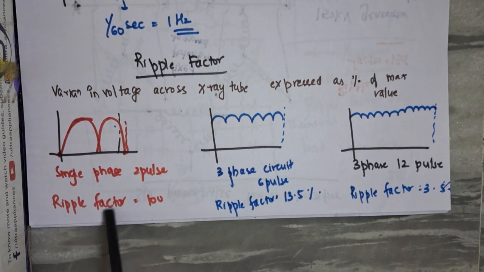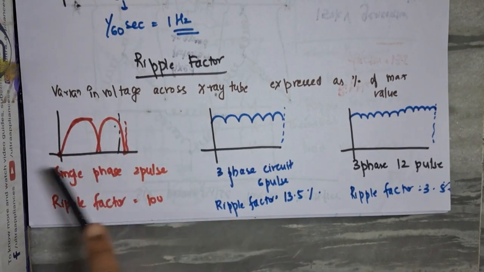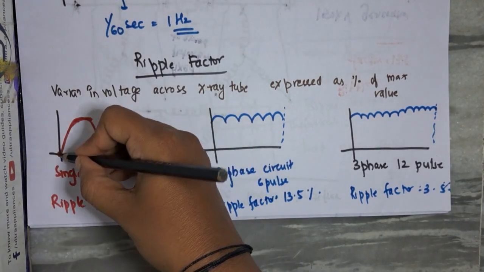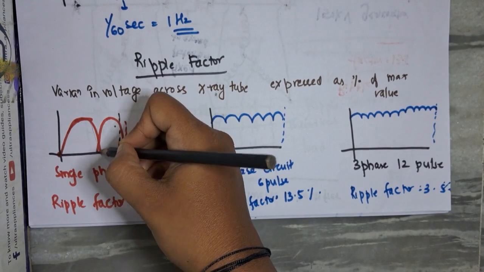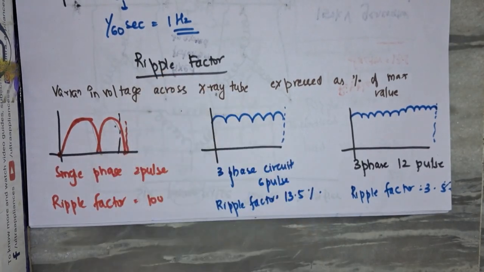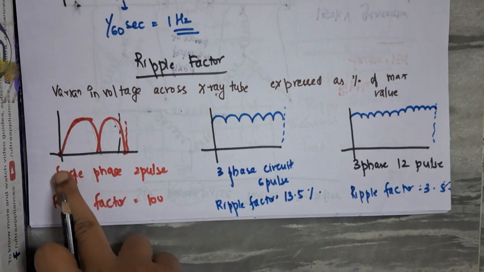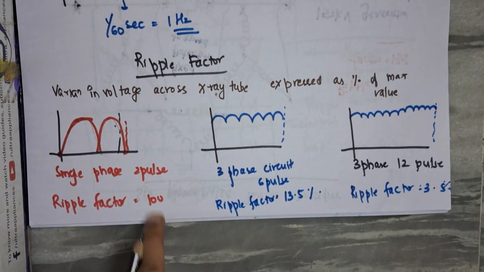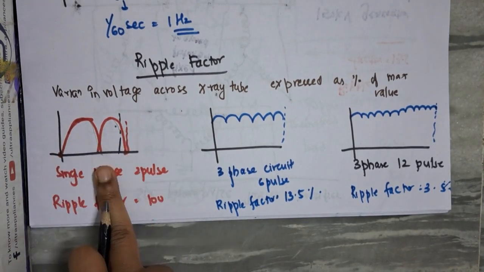In a single phase X-ray circuit, in single phase full rectified, you will see 2 voltages, and the variation of voltage is like there is 0 to maximum, then again 0, 0 to maximum, and again 0. So this variation from 0 to maximum is the ripple factor. So the ripple factor is 100%. The variation is 100%.